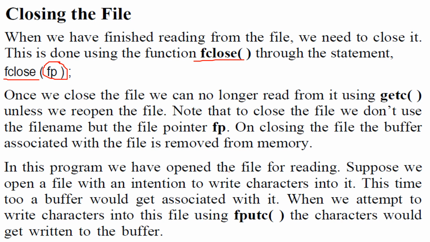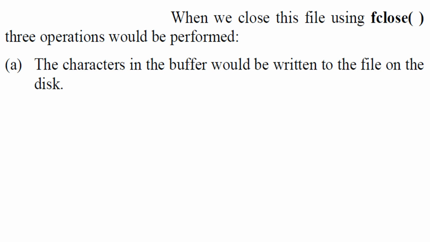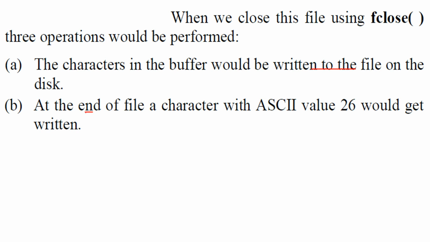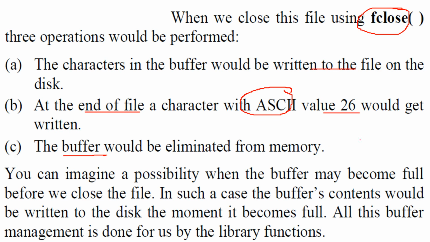And one more thing: when we are using, say, fputc, memory is being assigned. There is a buffer also. So when we close the file, the characters in the buffer are written into the file on the disk. At the end of the file, we'll have a character with ASCII 26. This needs to be written, and the buffer is eliminated from memory. That is what is done when you use fclose. So if you really want to clear things, you have to fclose. This is your responsibility.